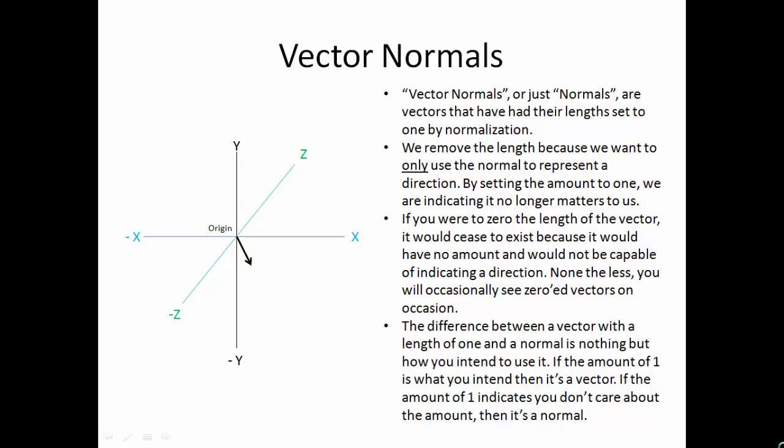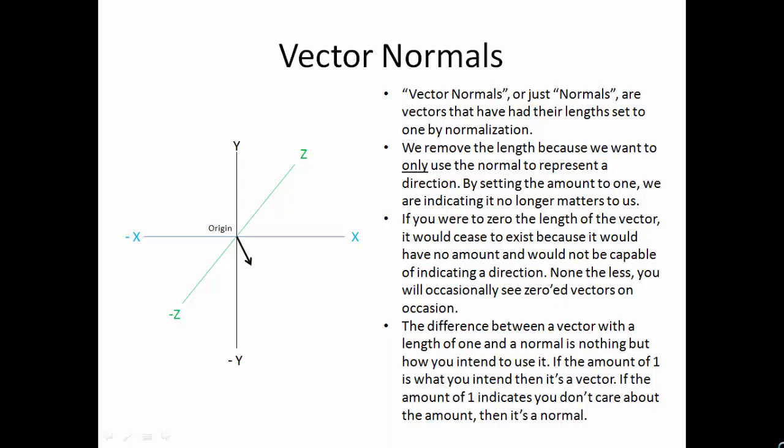There is no such thing as a zeroed vector. But they don't really treat it that way in your API. They treat a zeroed vector as a real thing. There are some places where using a zeroed vector is pretty handy.